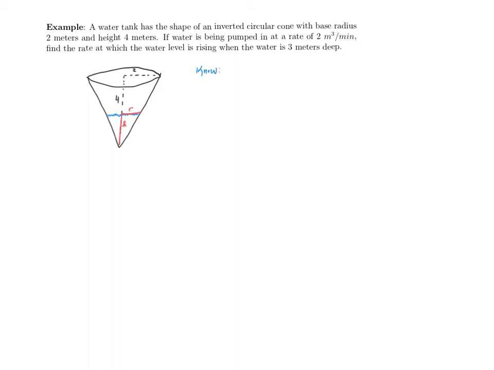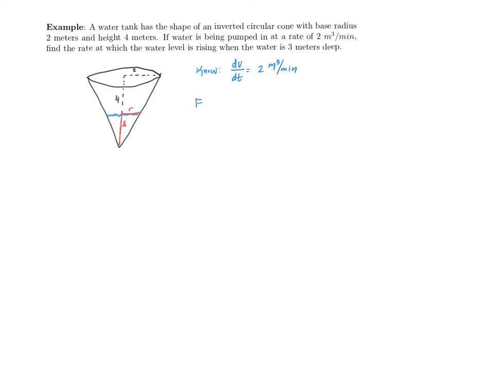What we know is that water is being pumped in at a rate of 2 cubic meters per minute. So take a minute, pause the video. What rate of change is that describing? Think about the units. Because the units are measured in cubic meters, those are units for a volume. So what this is telling us is that the rate of change of the volume, dV/dt, is going to be 2 cubic meters per minute.